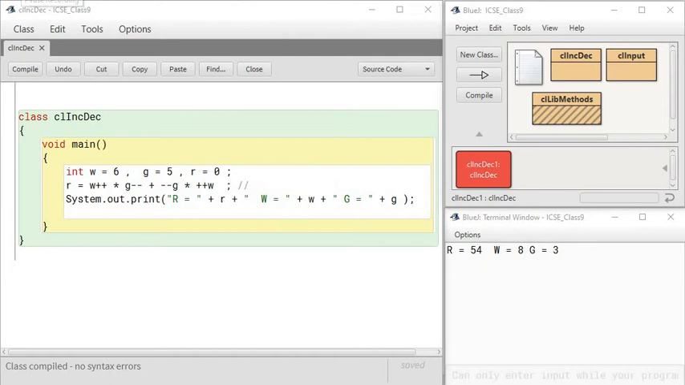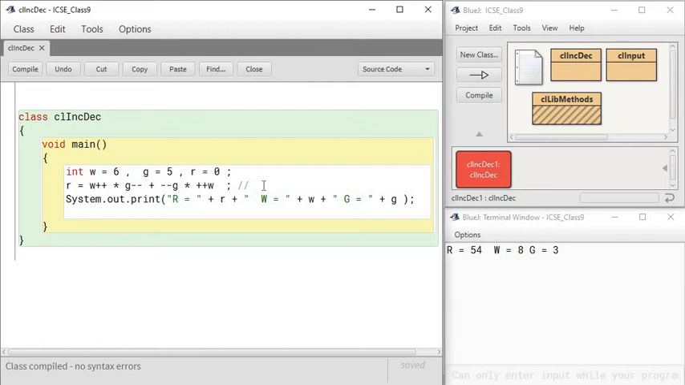So, here is your next example. What is it saying? It's saying W is 6, G is 5, R is equal to 0 to start with. R is now getting calculated with W++ * G-- + --G * ++W. So, let us begin. How can we begin? Don't worry.